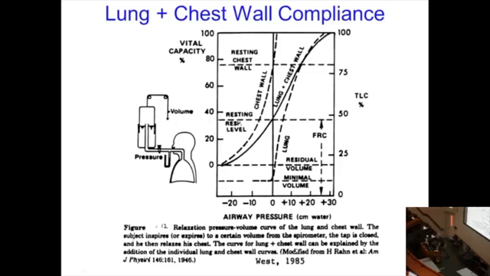So where do we normally breathe? Well, we relax our muscles, we go to FRC, which is shown here, and at FRC, the elastic recoil of the lungs is pulling inward, the elastic recoil of the chest wall is pulling outward, and they're pulling by an exactly equal amount in opposite directions. That means the pleural pressure will be negative, but the whole system is at rest.